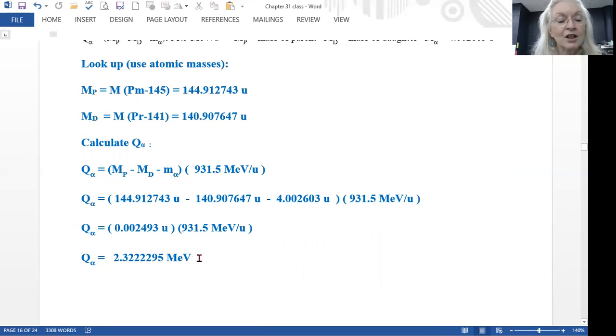And that gives us a Q value of 2.32222295. And it's measured in MeV. Remember, MeV is million electron volts. It's a unit of energy.